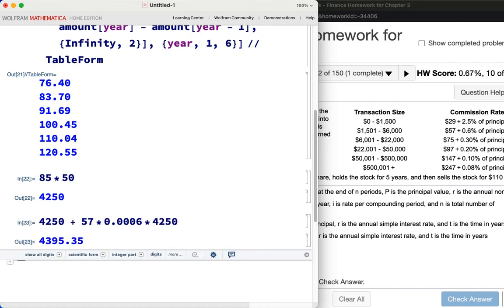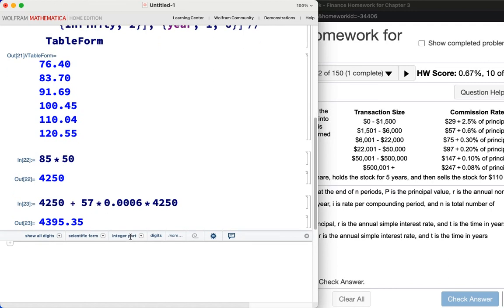And that's going to be $4,395.35. Now, by the way, when I type a large number into Mathematica, look at the commas. I'm not typing those commas. Mathematica is automatically inserting commas for me because that is how I set up my copy of the software.